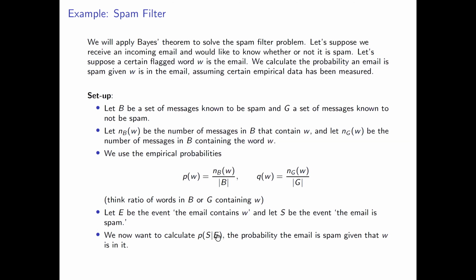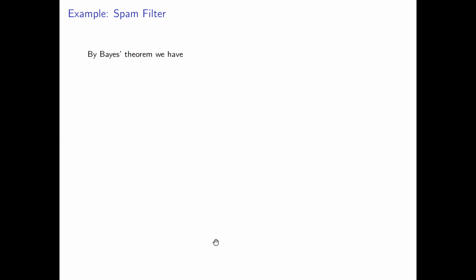So what do we really want to calculate? We want to calculate the probability of S given E, meaning we've received this email and we want to know the probability that it is spam given that it contains W. Now we'll plug this into Bayes' theorem and use it to analyze this probability further. By Bayes' theorem, we have this complicated looking formula: the probability that our email is spam, given that W appears in the email, can be computed by looking at this messy fraction.